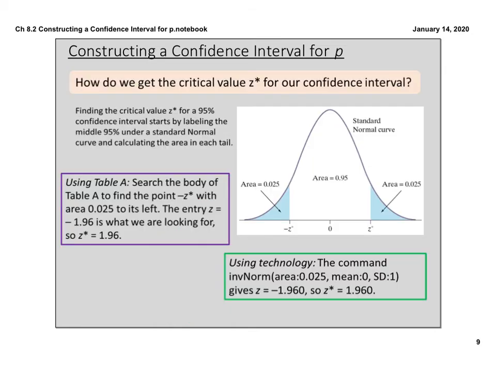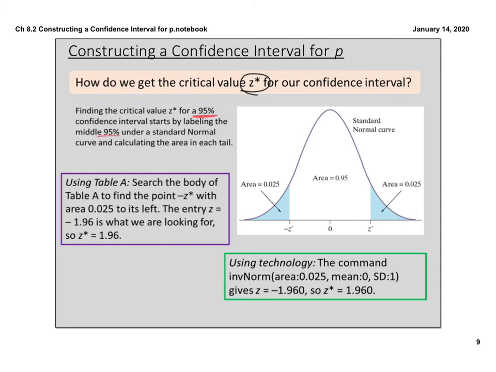Okay. So now let's talk about the critical value, because once we've established our conditions have been met, then we can get into finding the critical value. So how do we get that critical value? Well, that z star value comes from our normal curve. So what we are looking for is the critical value z star for a 95% confidence interval. It starts by labeling the middle 95%.